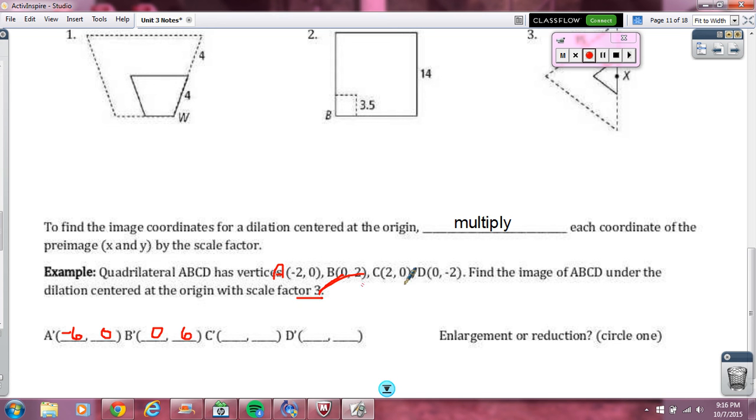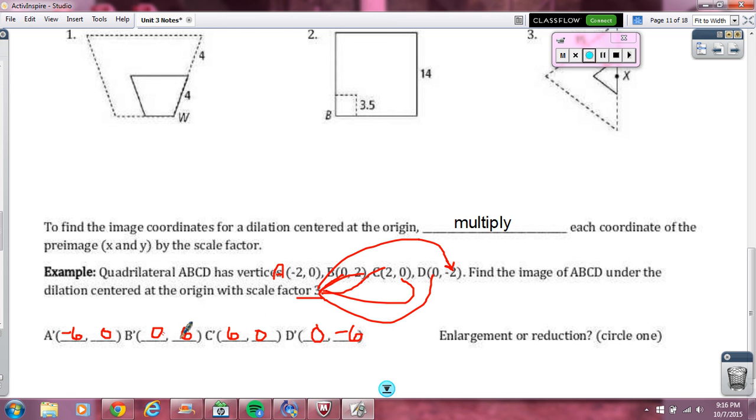Then move on to my next point to get the image. 3 times 2, 6. 3 times 0, 0. Finally, point D, 3 times 0. And last one, 3 times the y-coordinate in D, 3 times negative 2, which is negative 6.